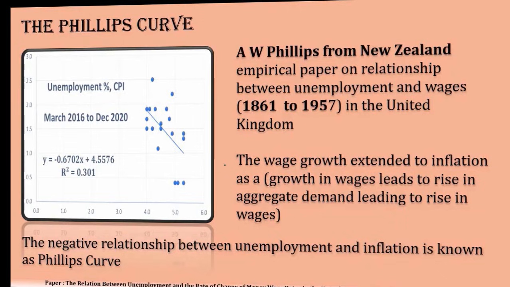A.W. Phillips was an economist from New Zealand. He came out with a relationship. He was at the LSE, the London School of Economics in the United Kingdom, and he came out with his analysis of the unemployment rate and wages, which was negative.